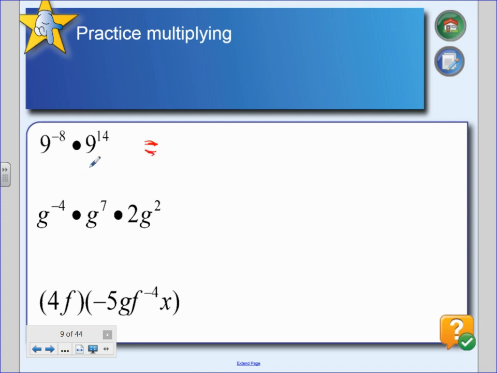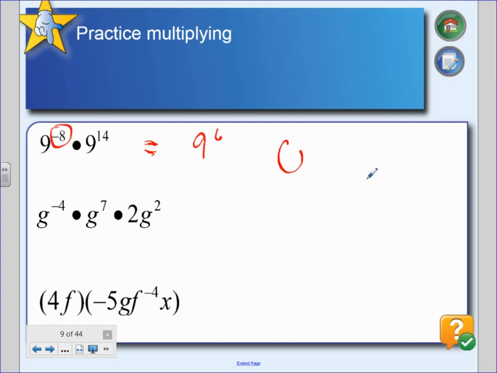All right, so 9 to the negative 8 times 9 to the 14. And that is by the product rule that says I'm going to add the exponents together. So very simply, 9 to the 14 plus negative 8 is 6. And if you don't understand negative exponents yet, that's okay. Just note that they're negative, and we're going to follow this rule, and we'll deal with negative exponents at a deeper level later. But 14 plus negative 8 is 6. That's 9 to the 6th.